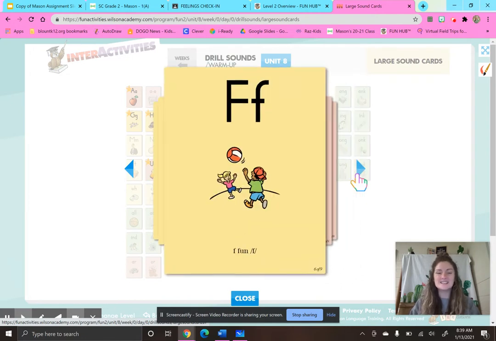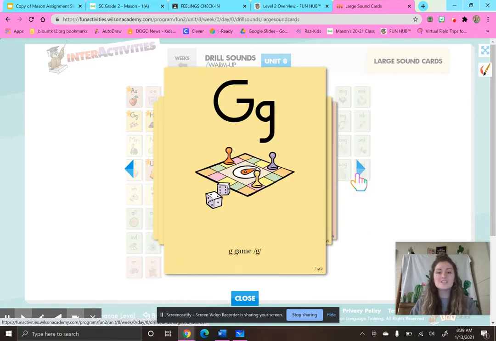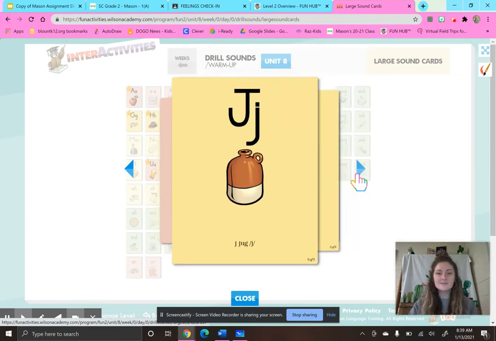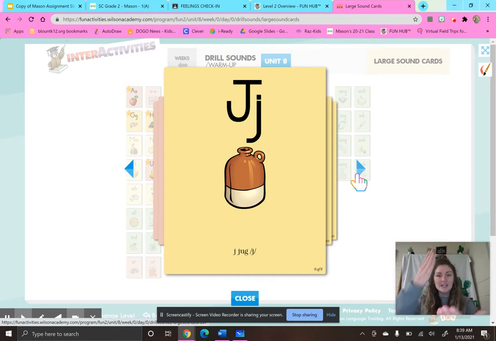And our consonants. F, fun, f. G, game, g. H, hat, h. J, jug, j. Remember, with that G and that J, we want to cut it off. It's j, not ja, and it's g, not ga.